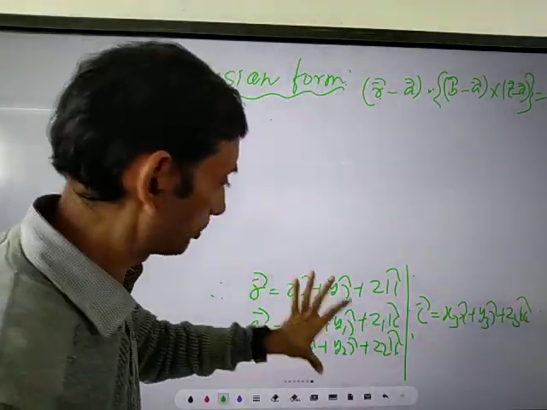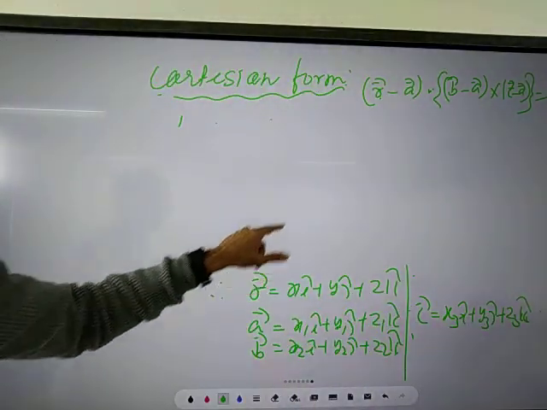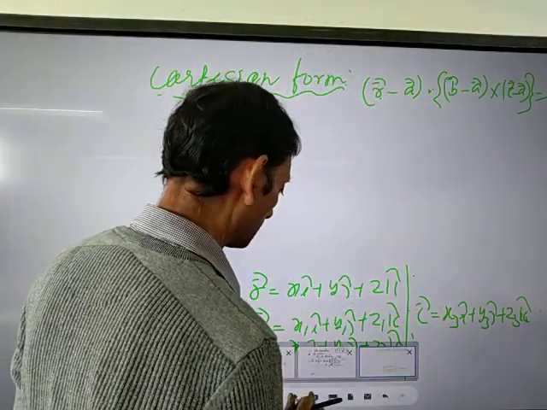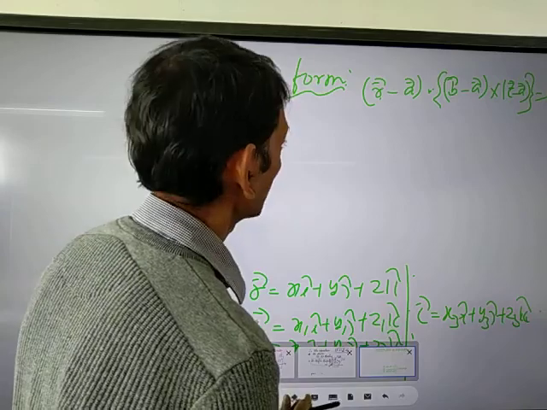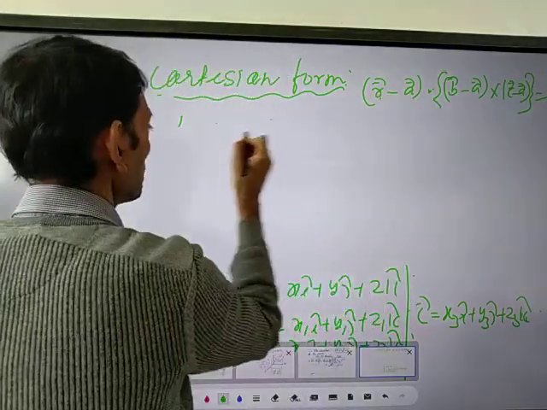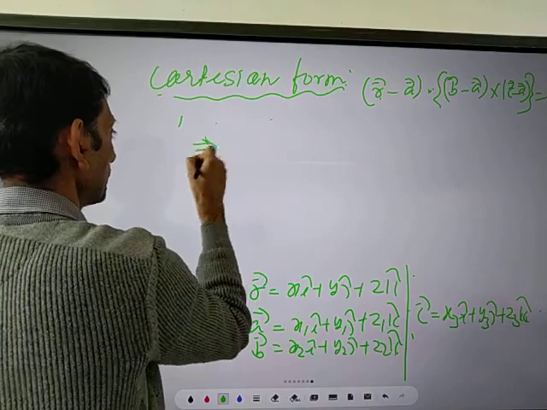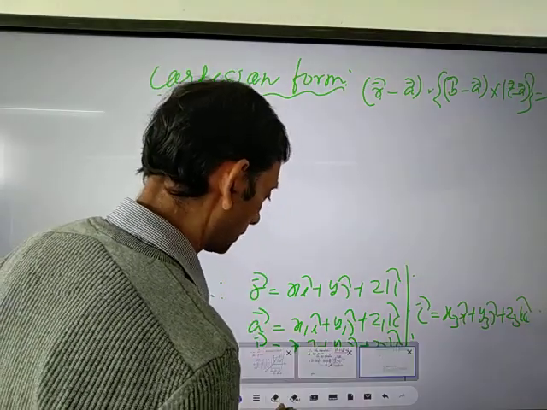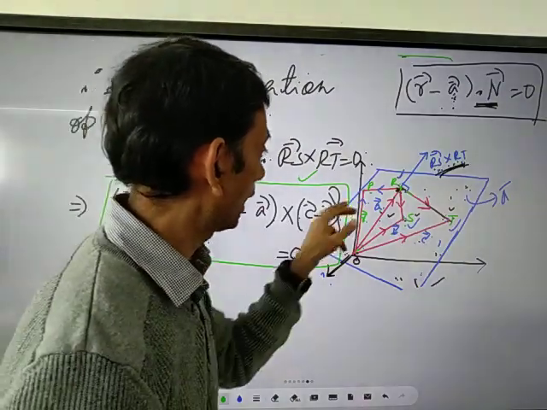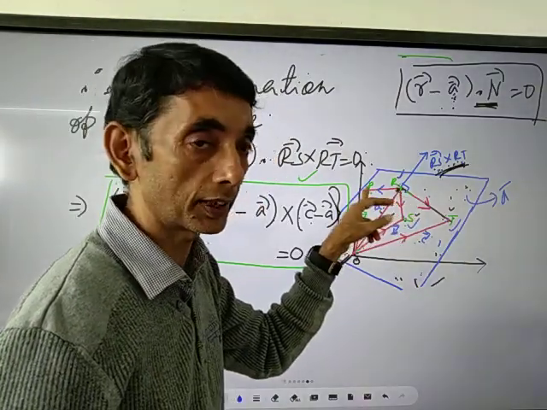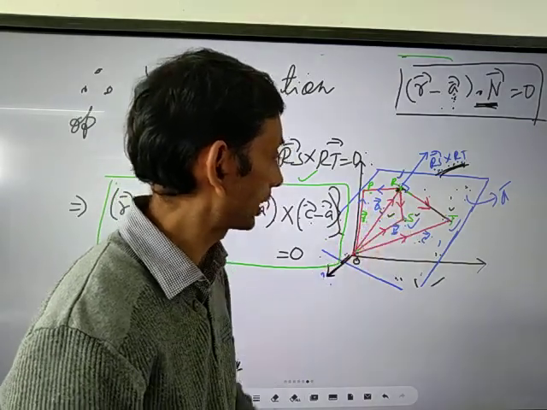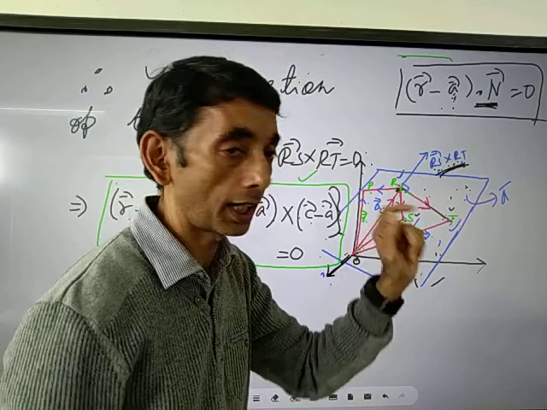To derive this most important information, we need this. If we go back to this one, it will be easy for us to understand. This r minus a, I'll simplify this. From the figure, I'll show you, r minus a can be written as rp, because r minus a is rp. Then b minus a is rs, and c minus a is rt.